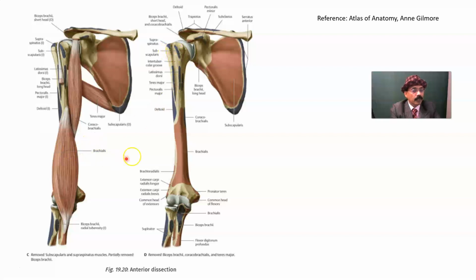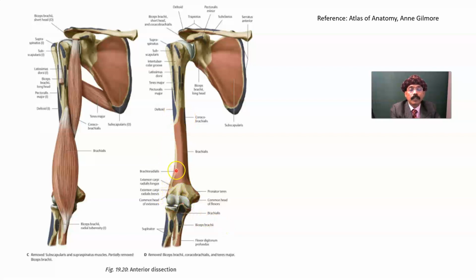This is the brachialis muscle, coming from the anteromedial and anterolateral aspect of the lower half of the humerus, innervated by the musculocutaneous nerve and the radial nerve. Here we have the deltoid insertion. The deltoid has a big origin from the clavicle and the acromion process, and inserts on the anterolateral surface, near the insertion of the coracobrachialis. Coracobrachialis inserts onto the medial border.